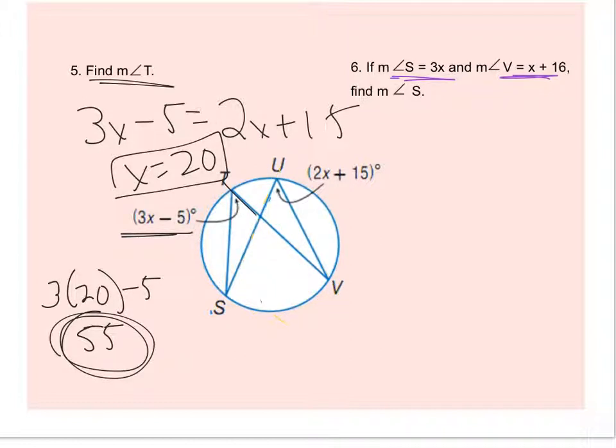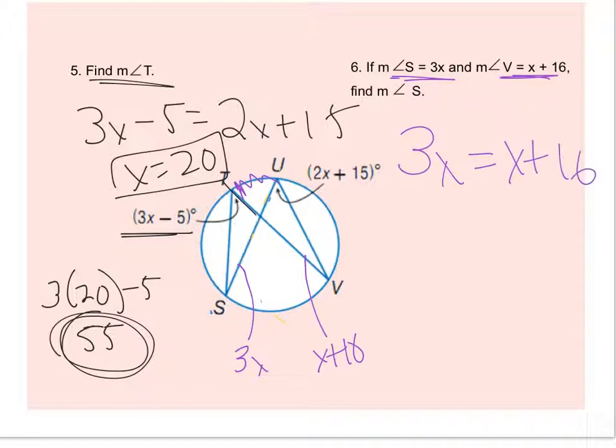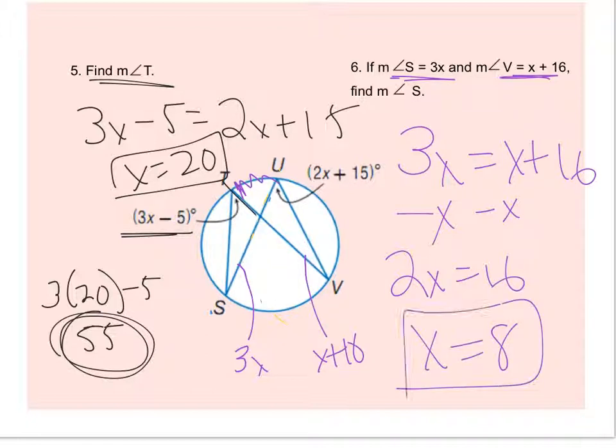Okay, so this is 3x, v is x plus 16. Now, they both intersect this little arc, so yeah, they're going to be equal to each other. So a little algebra. X is going to equal 8. So figure out what s is. S is going to be 3 times 8, so 3 times 8 is going to be 24. There's my answer.